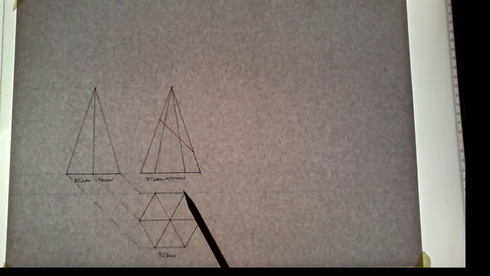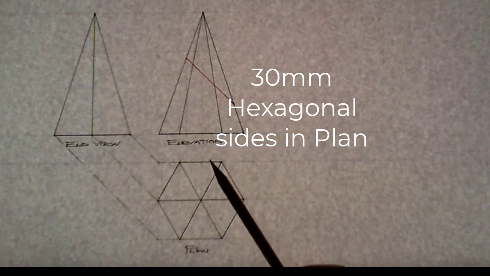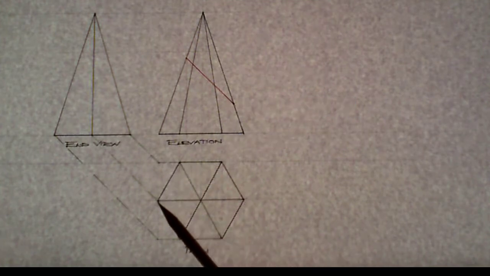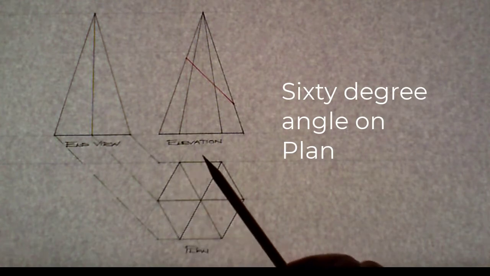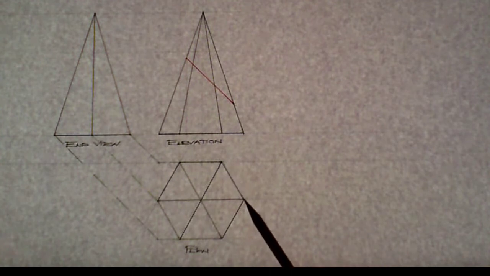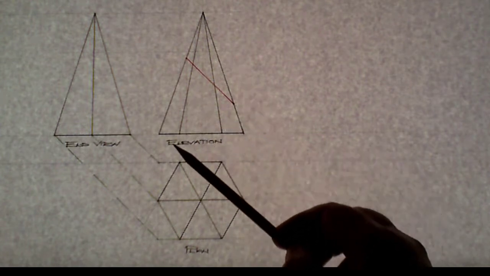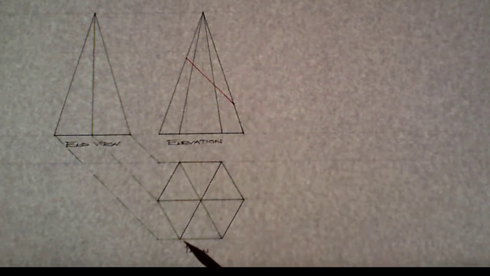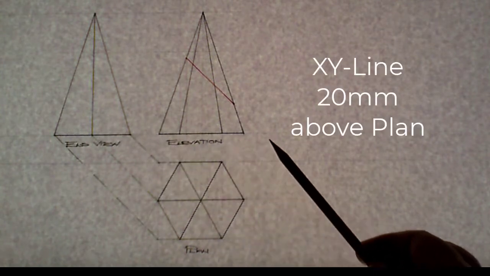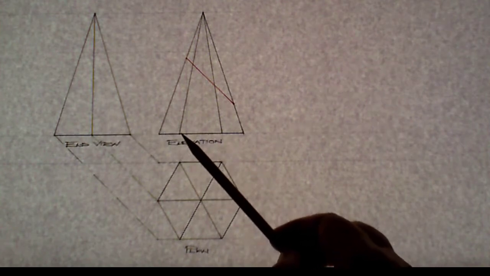So 30 millimeters is each side of the hexagonal base. At a 60-degree angle from this point here, then 30 millimeters, 30 millimeters, 30 millimeters. Then a return of 60 degrees, 30 millimeters length, struck off with a compass, and then bottom 30 millimeters. Then the points are brought up from the plan to the baseline of the XY, which is 20 millimeters above the plan. And I established the base points here, here, here, and here.